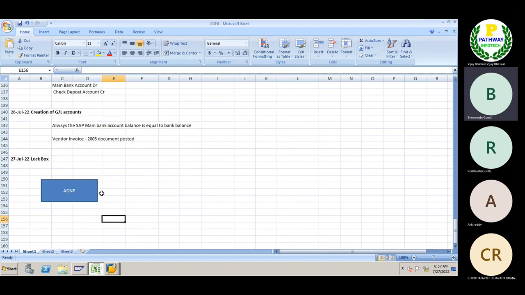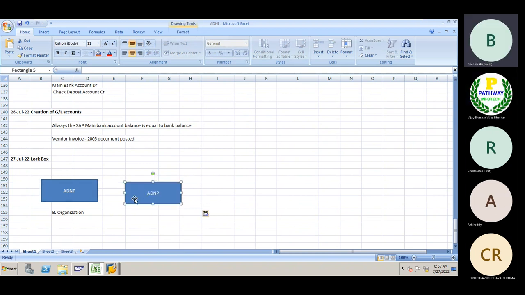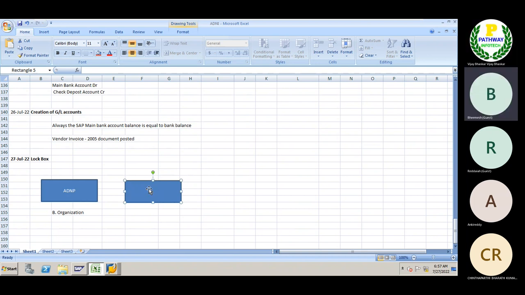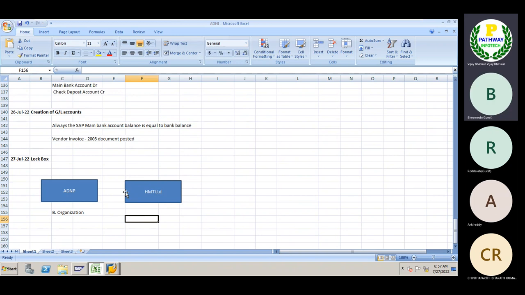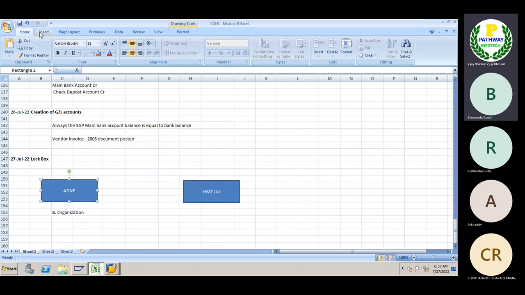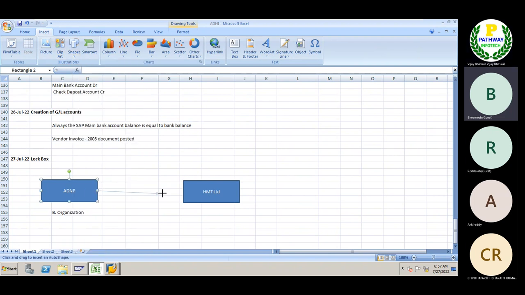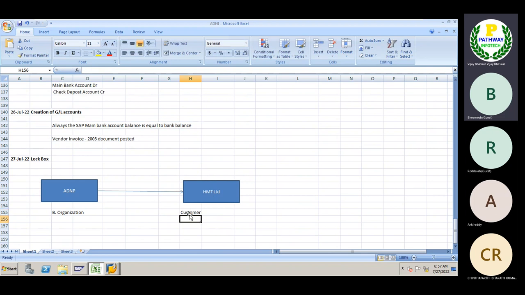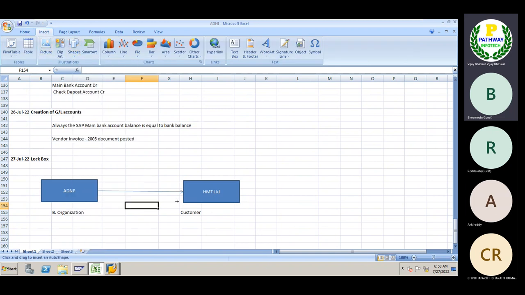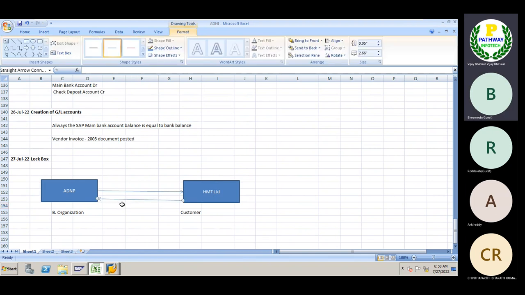Now I'll give the example. This is our business organization. Then we have done some sales activities, we sold some product to this customer. I will mention HMT Limited is a customer. To this customer, we sold the goods. As soon as we sold the goods, the customer has to make the payment, through check, let us assume.